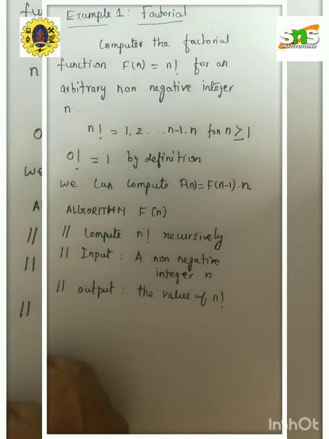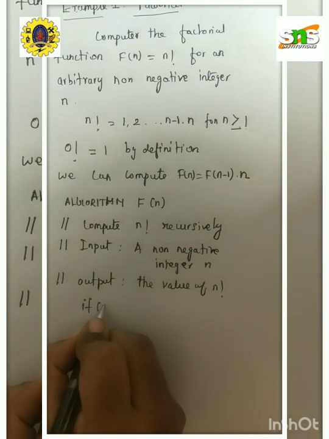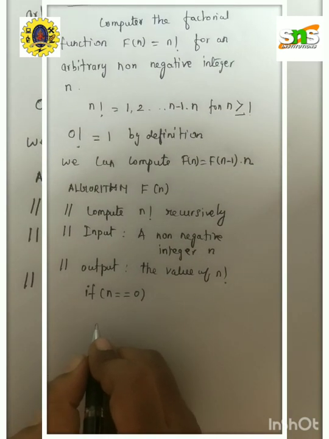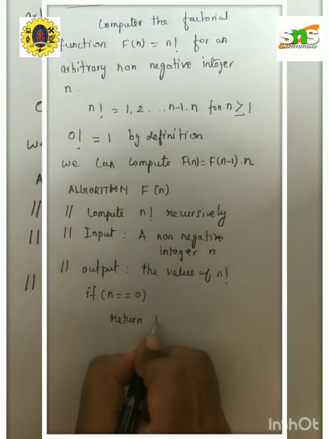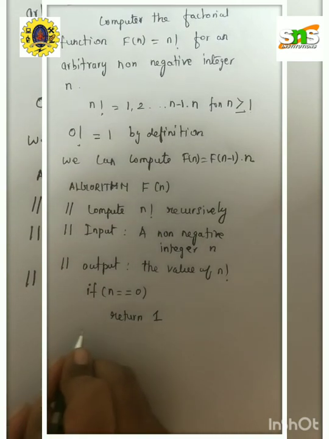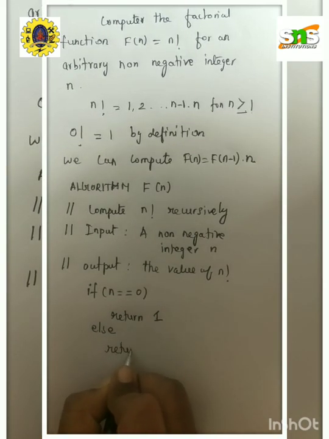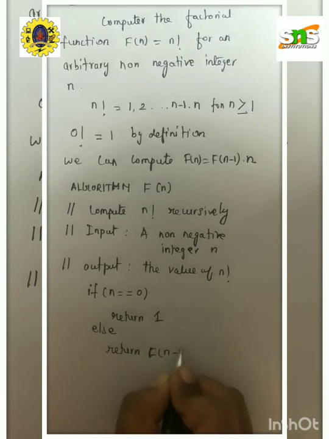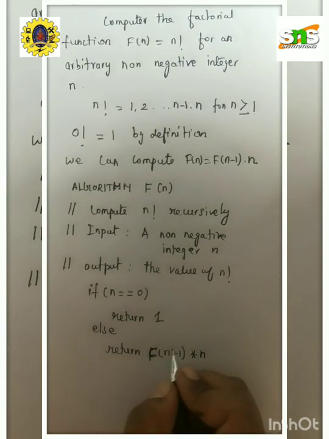Okay, next, first step. Without declarations, just write the important thing only. If n is equal to 0, no need of proceeding further, just return 1 because 0 factorial is 1. So return 1. Else, otherwise, there is a recursive call: return f of n minus 1 star n. This is the recursive call.